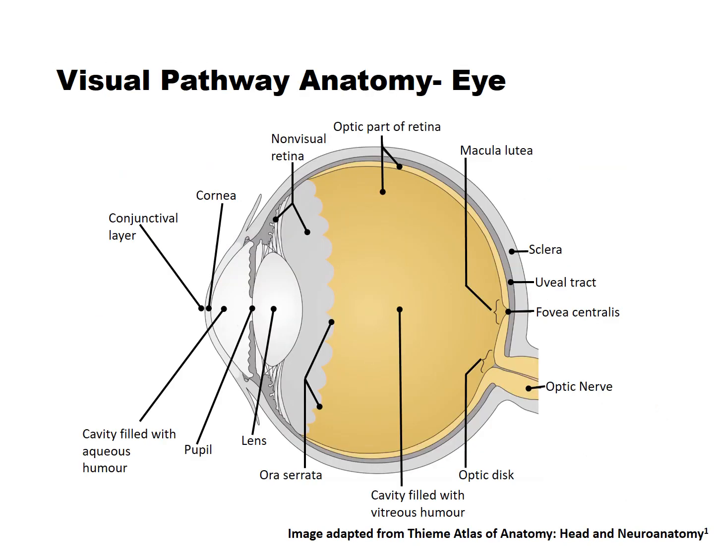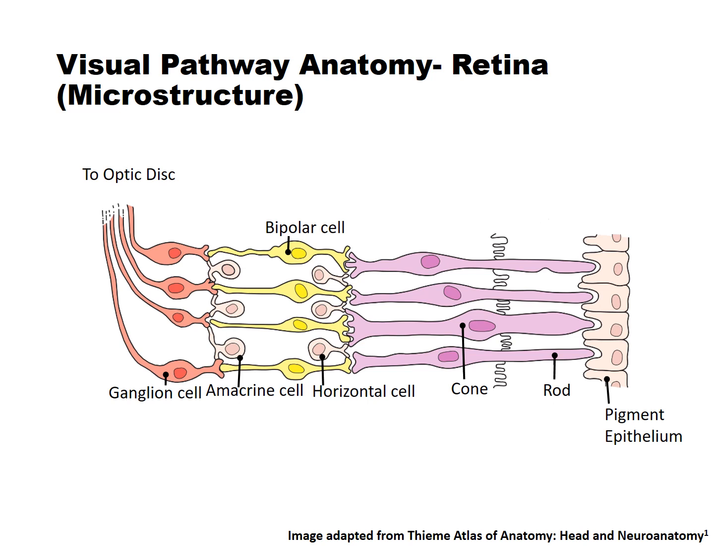Light passes through several structures on its way to the retina. These include the conjunctiva, cornea, aqueous humor, the pupil, the lens, and the vitreous humor as shown in the illustration. The following slide is a magnified view of the area denoted by the blue box. This slide depicts a schematic drawing of the microstructure of the retina.